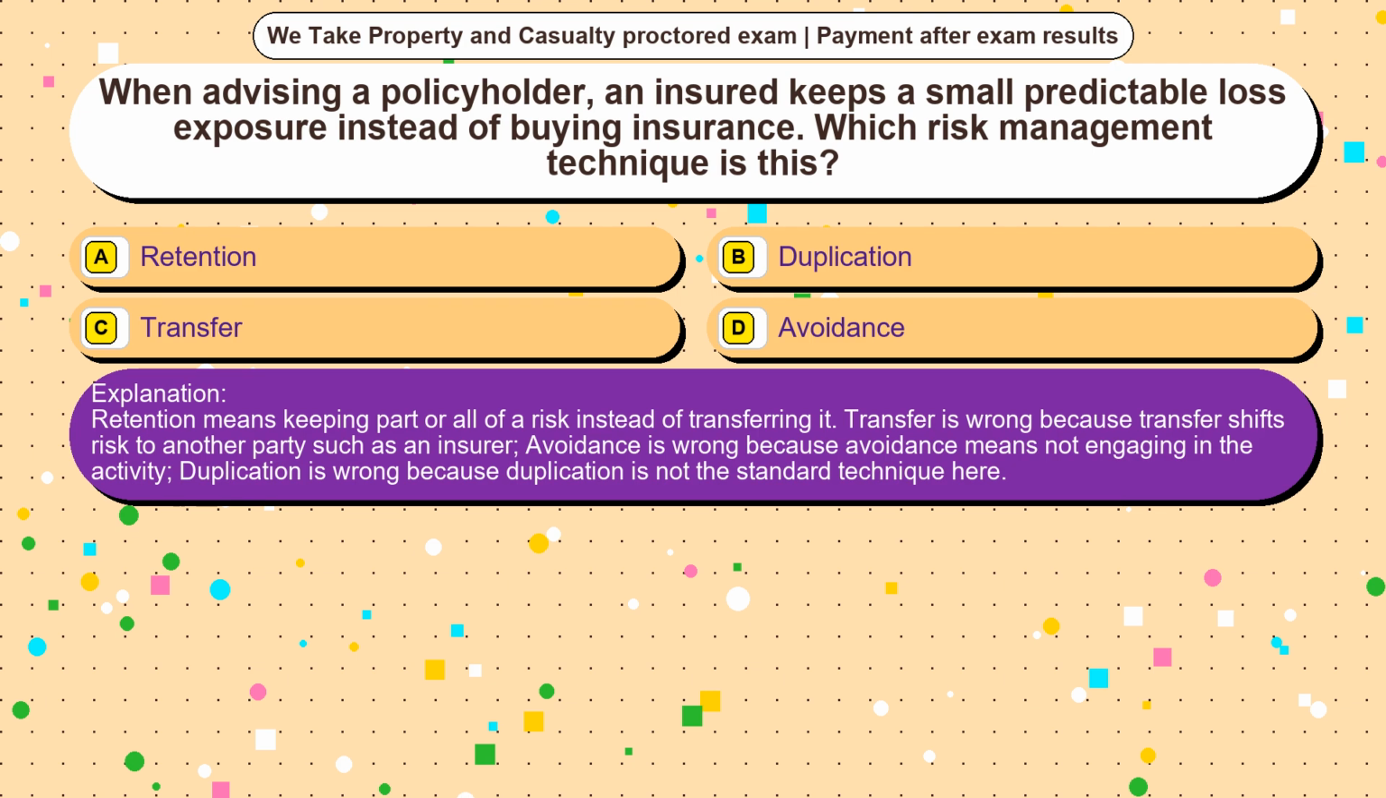Transfer is wrong because transfer shifts risk to another party such as an insurer. Avoidance is wrong because avoidance means not engaging in the activity. Duplication is wrong because duplication is not the standard technique here.